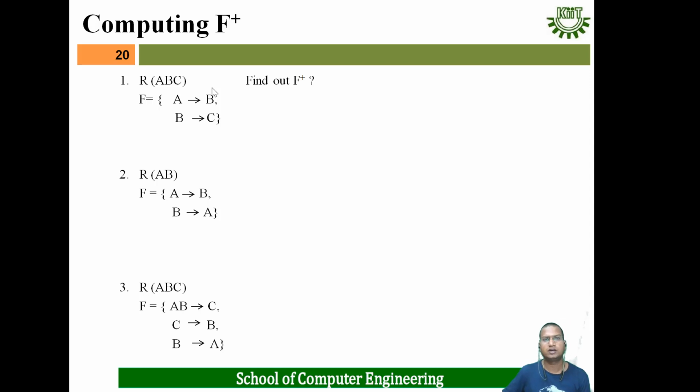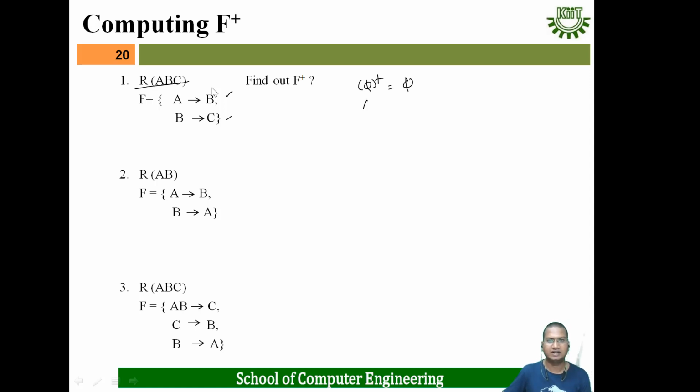Suppose here we want to find out the F closure. R is a relation and A, B, C are three attributes, and the functional dependency set is A determining B and B determining C. Then how to find out F closure? To find out F closure in this case, first phi closure is equal to phi. This is one functional dependency here.